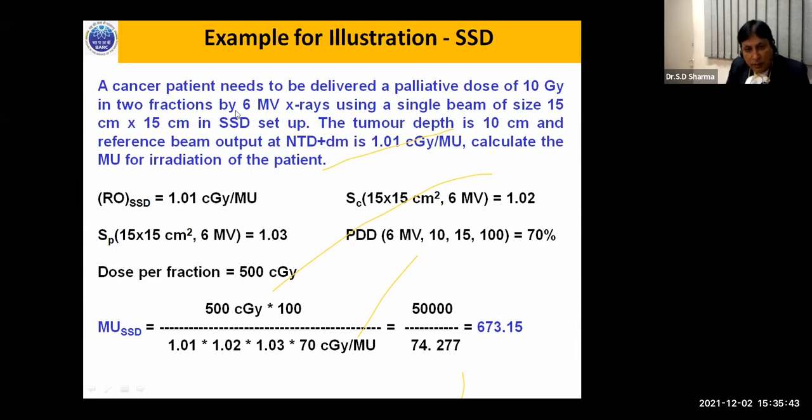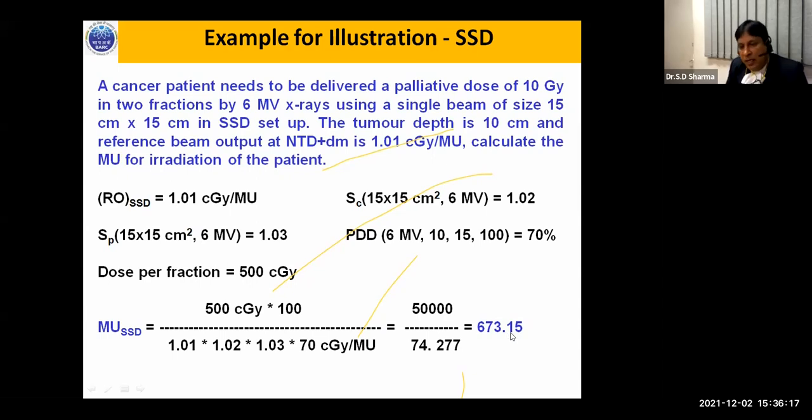Once again, this is an arbitrary number. Dose per fraction, from here you can see 10 gray palliative dose in 2 fractions. So dose per fraction is 500 centigray, and assume here that we are going to use only one field, a single field, which is given in the question itself. So monitor unit required for this patient for fraction number 1 is 500 centigray by this expression. So ultimately we calculate a monitor unit of 673.15 monitor unit.